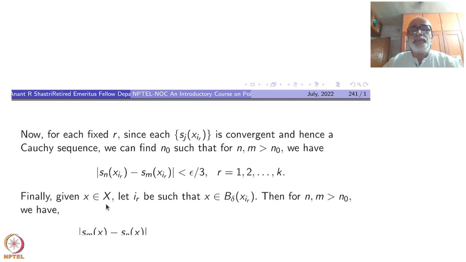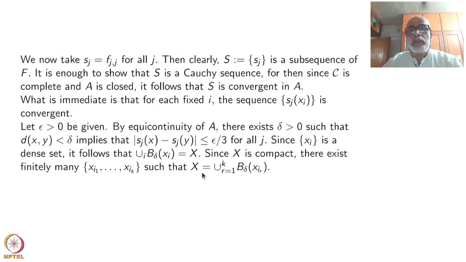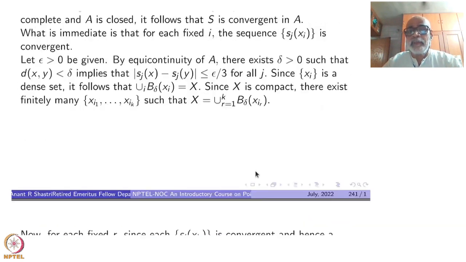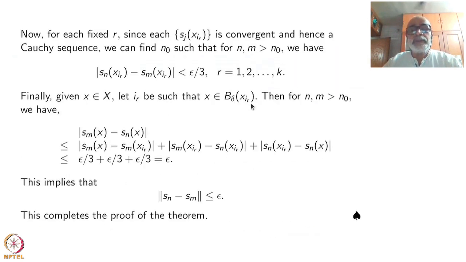Finally, given x belonging to X, let i_r be such that x is in one of the balls, because X is the union of these. Then x will be at a distance less than delta from x_ir. Therefore, we can use this. Okay? What we get is, for n and m bigger than n naught, I have this inequality.